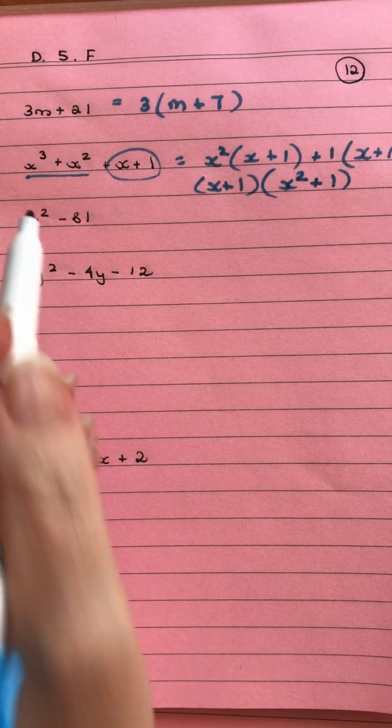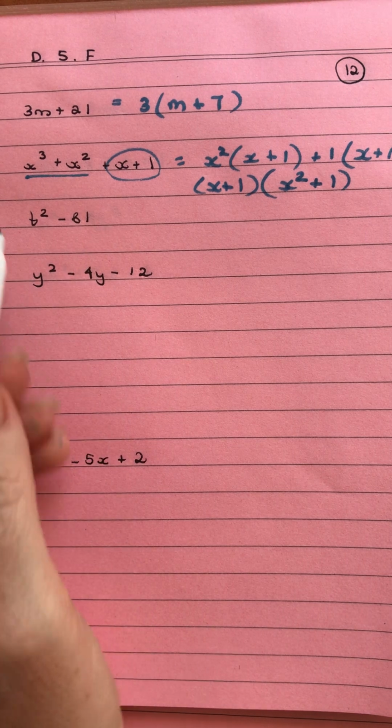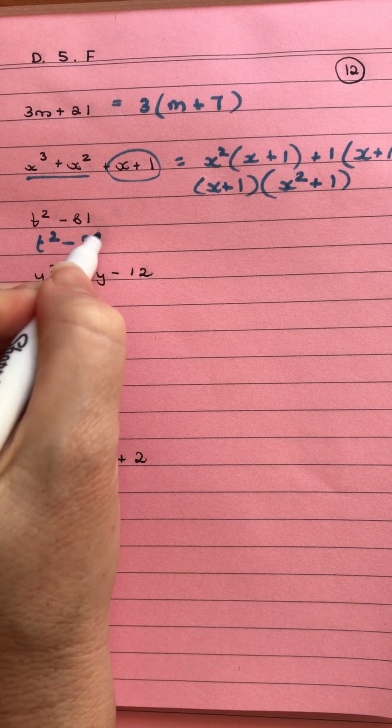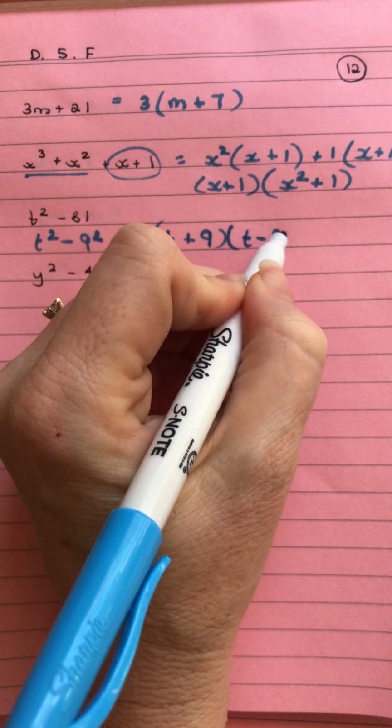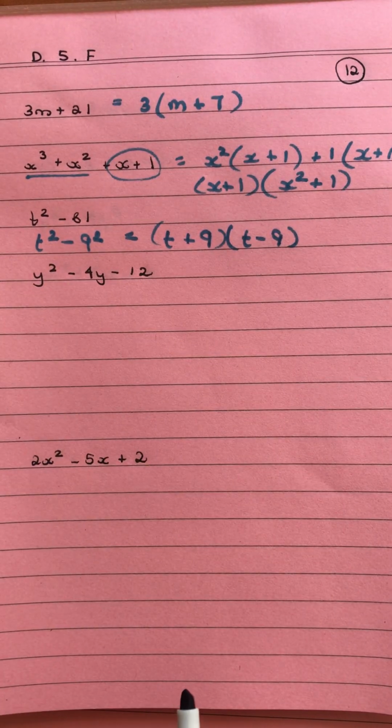Looking at the third one, it is a difference of two squares. So we've got t squared minus 9 squared. So that means we can write t plus 9 and t minus 9 as the factorised form.